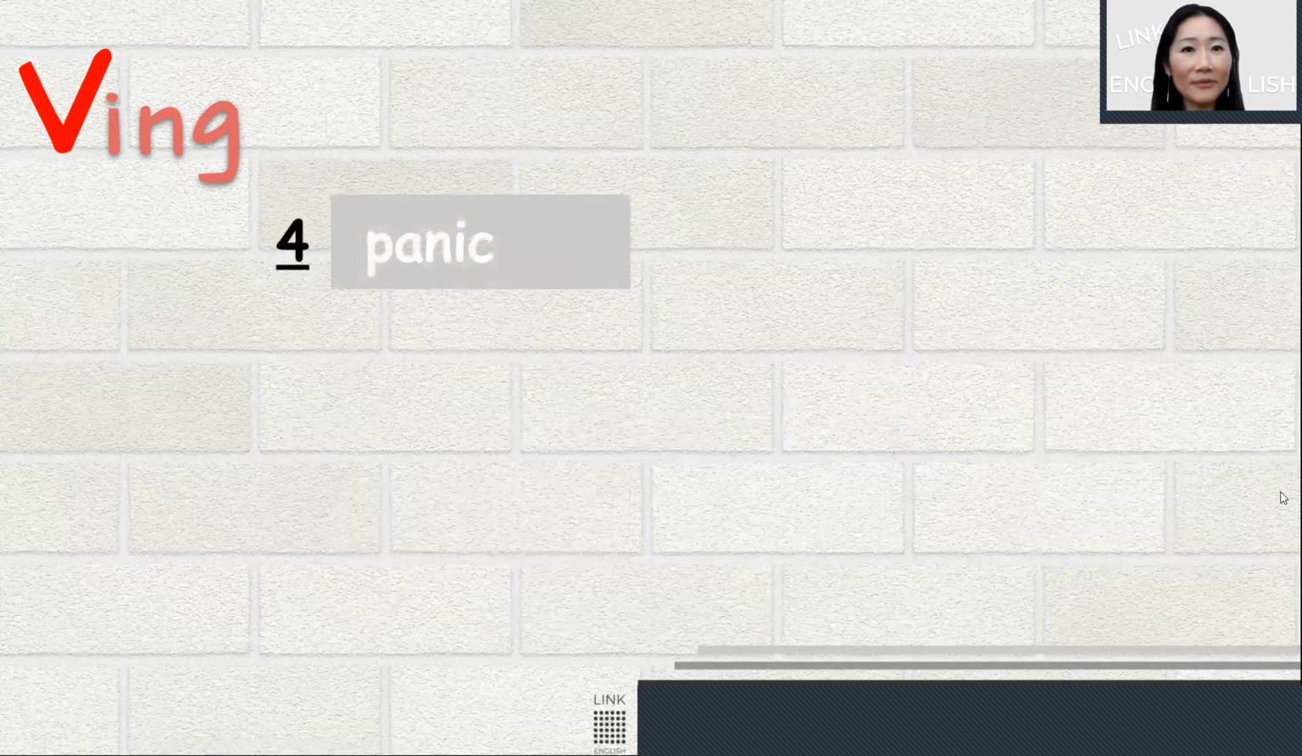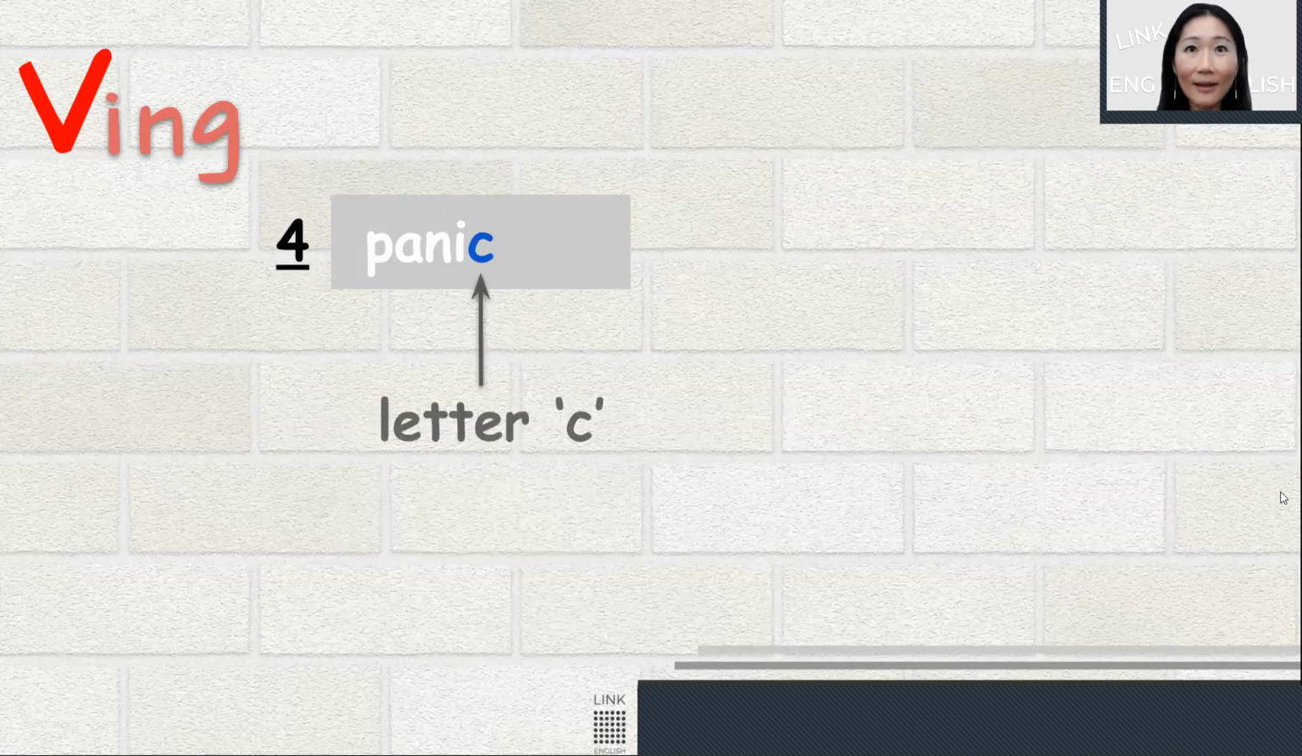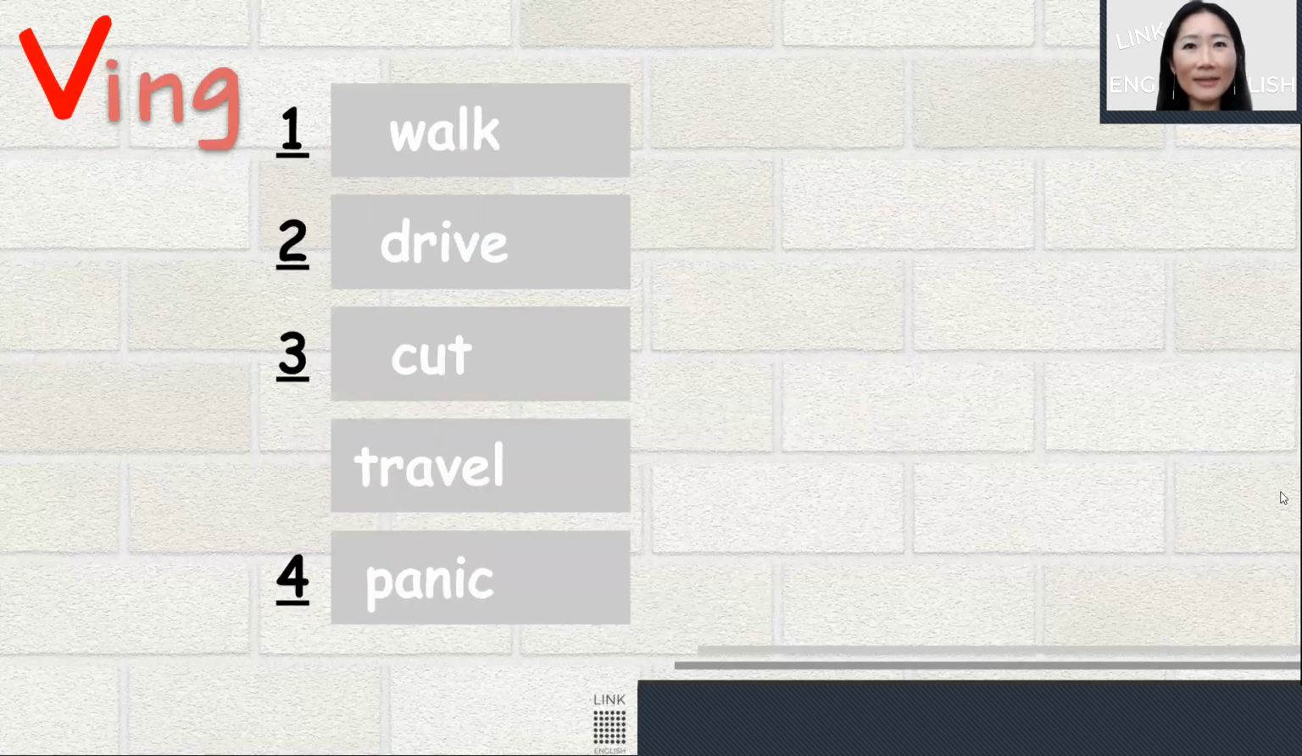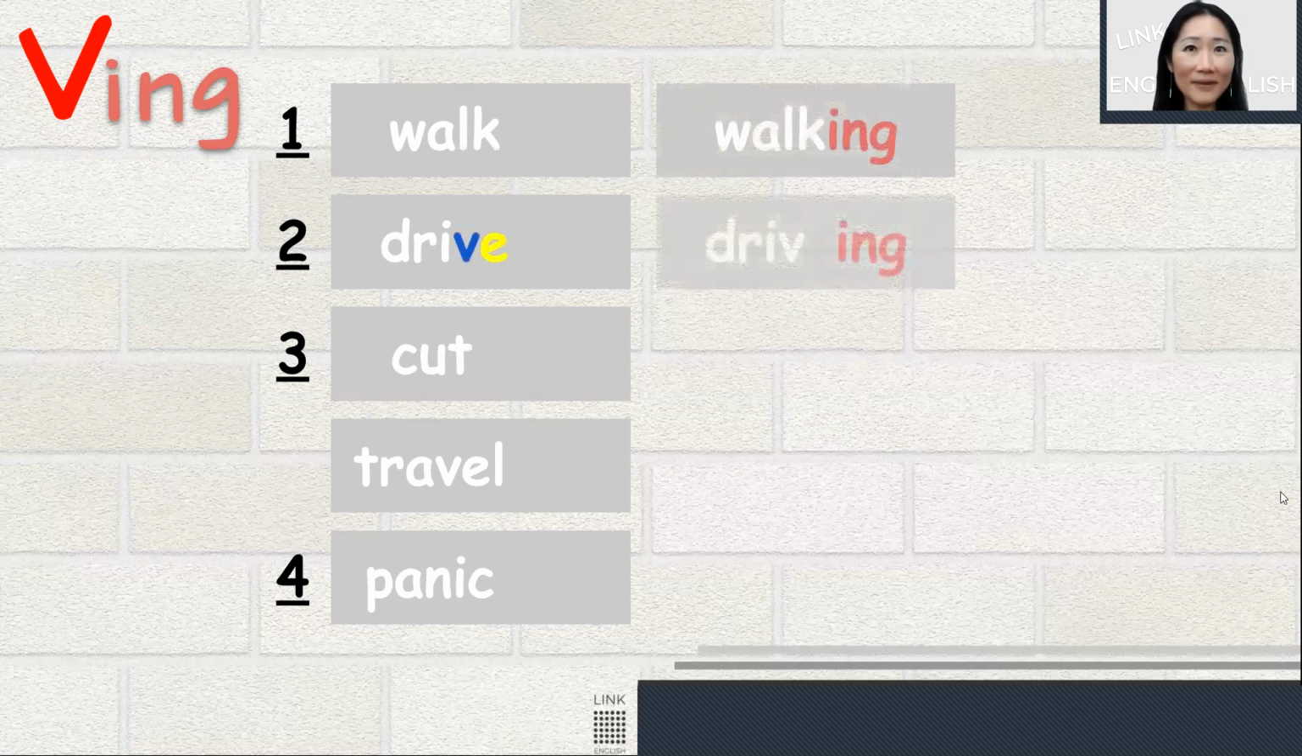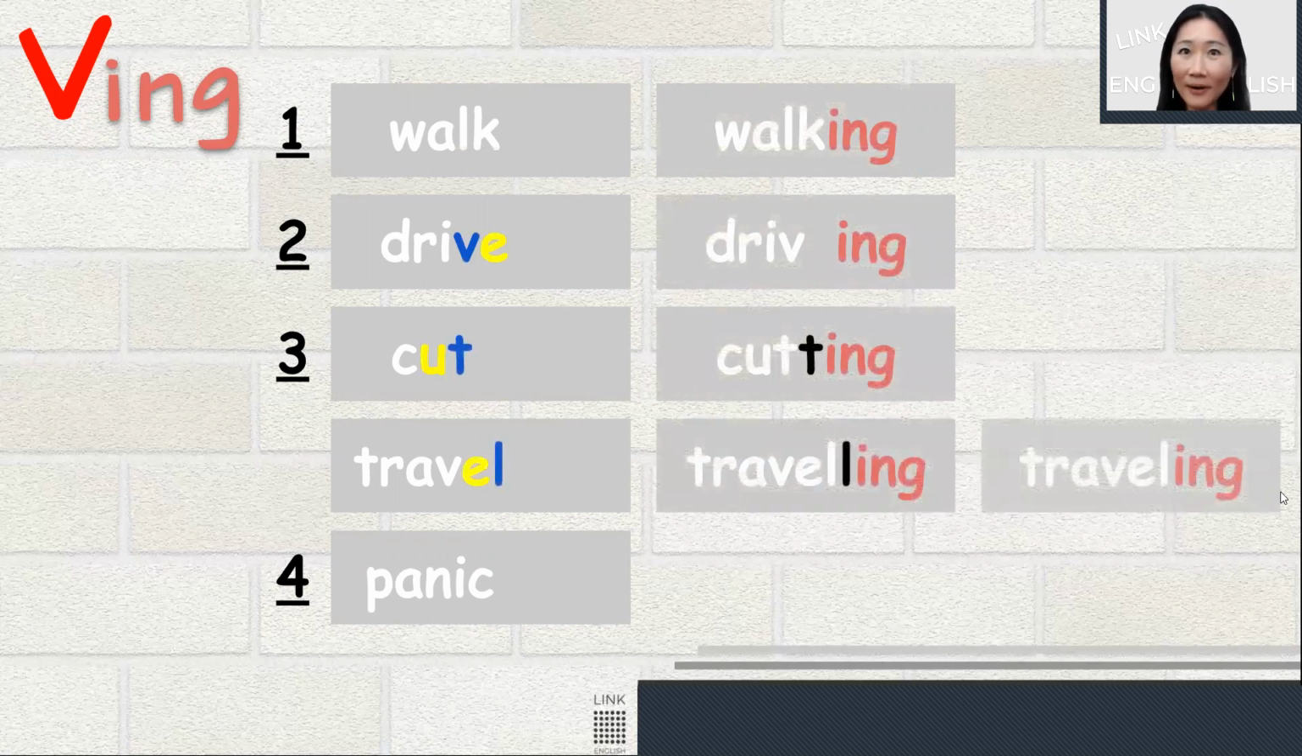Rule number 4, I'm giving you this one, panic. At the end of a word, if you see the letter C, then add K-I-N-G. So panic becomes panicking. Okay, let's look at them all again. Do you remember how to add ing to all of them? Walk becomes walking. Drive becomes driving. Cut, cutting. Travel, travelling, or this traveling. Panic, panicking.